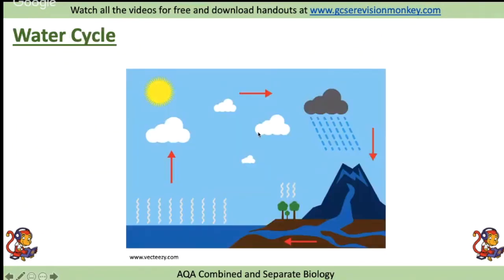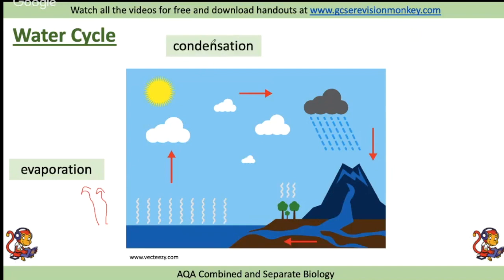Water cycle then, nice and easy. It just needs you to recall 4 words. The first word is evaporation. So from seas and lakes and things like that, the water will evaporate. It will then move up into the sky, where it will condense together to form clouds.